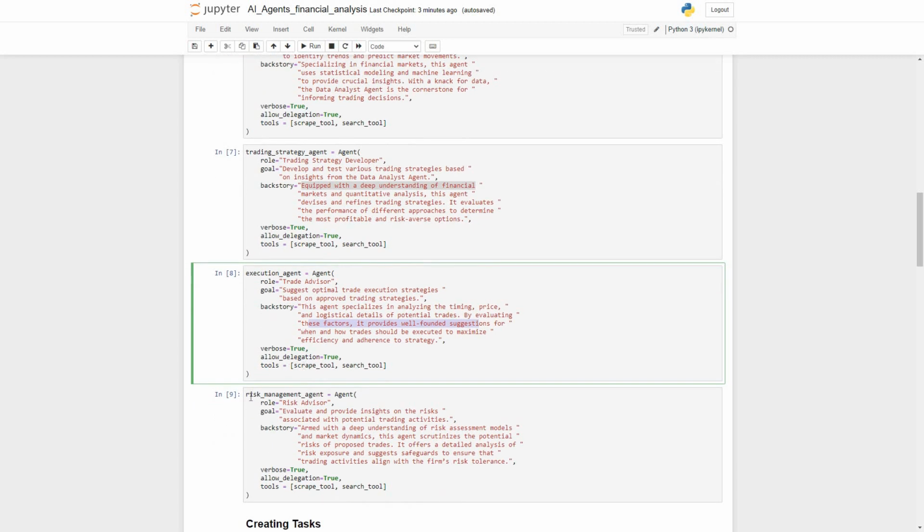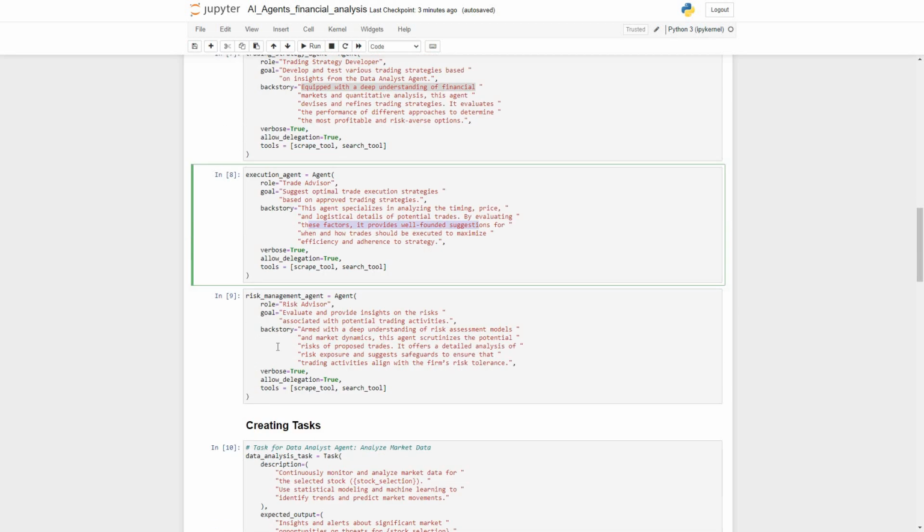And lastly, a risk management agent, a risk advisor, who is going to evaluate and provide insights on the risk associated with particular trading activities. Our backstory is that it is armed with a deep understanding of risk assessment models and market dynamics. The agent scrutinizes the potential risk of proposed strategies. It offers detailed analysis of the risk exposure and all the other information.